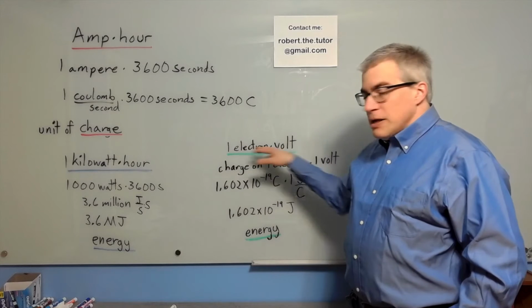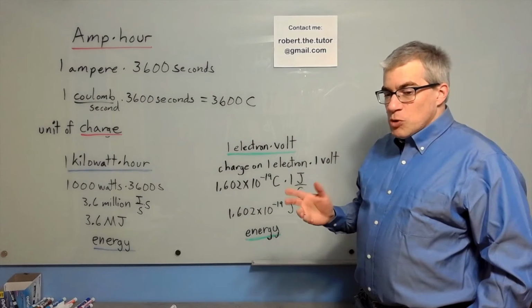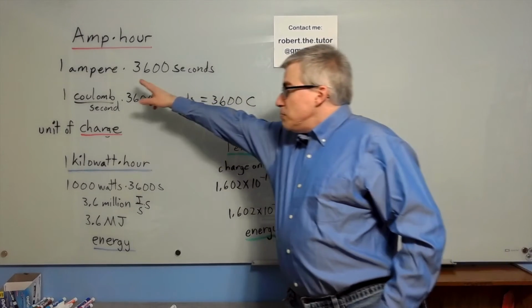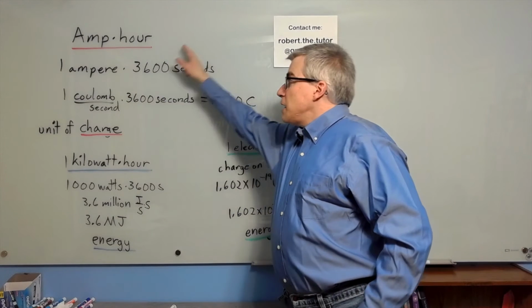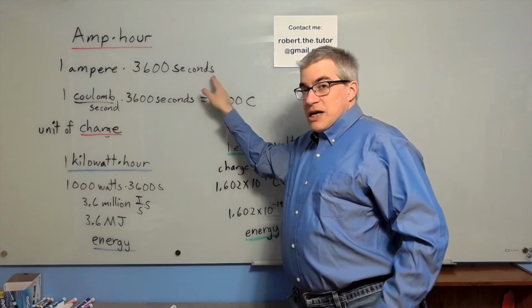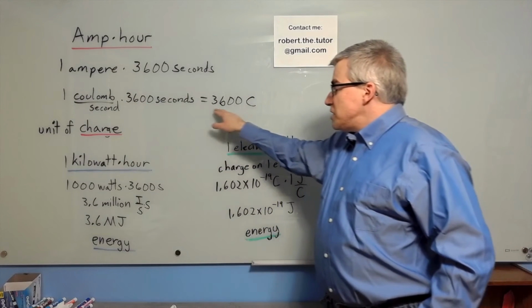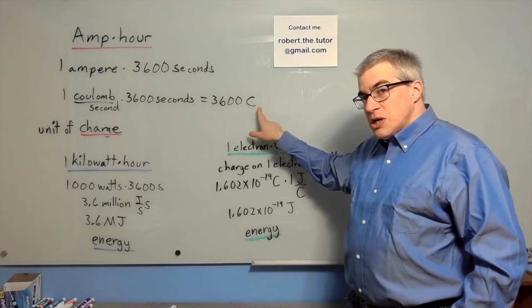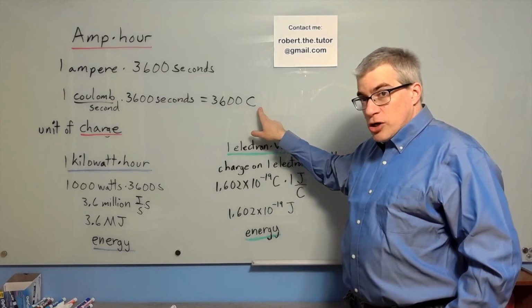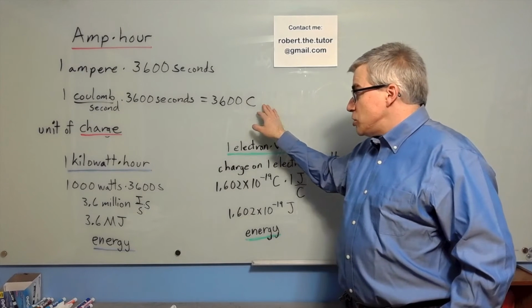the kilowatt hour, and the electron volt. So what are they? An ampere means a coulomb per second, and an hour is 3,600 seconds, 60 times 60. So if you do 1 coulomb per second times 3,600 seconds, you get 3,600 coulombs. That is a measurement of electric charge. It's a large amount of electric charge.